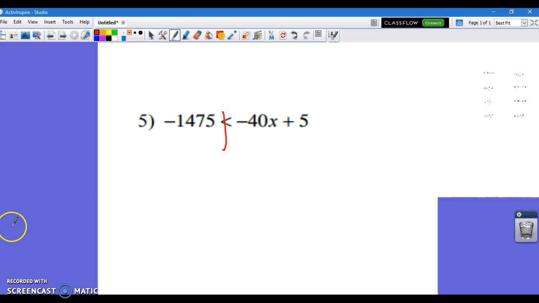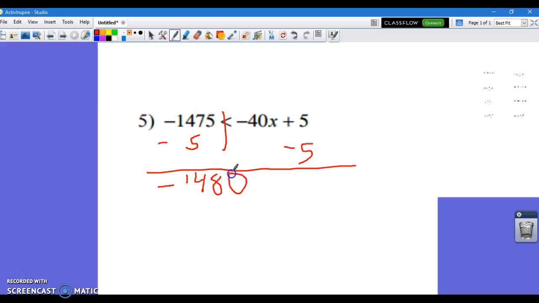So, what do we do first in this one? Get rid of the 5. That means minus 5 on both sides. Please follow your integer rules. You have a negative and a negative. So what you could do is just bring down that negative sign and add these two together. Two negatives, add them together. So 1475 becomes 1480.